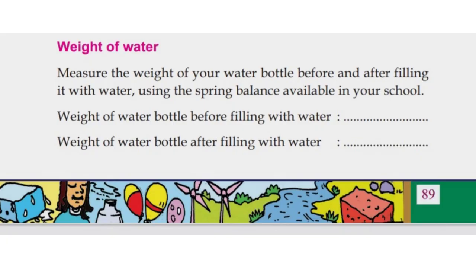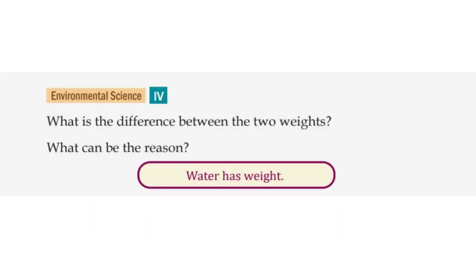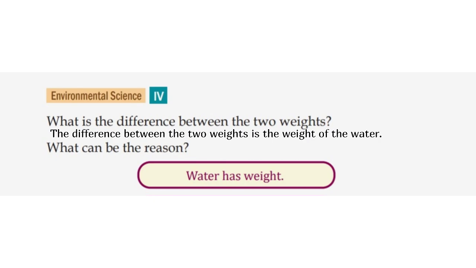Weight of water. Measure the weight of your water bottle before and after filling it with water using the spring balance available in your school. Weight of water bottle before filling with water: 30 grams. Weight of water bottle after filling with water: 1000 grams. This weight is of a 1 liter water bottle. What is the difference between the two weights? The difference between the two weights is the weight of the water. What can be the reason?